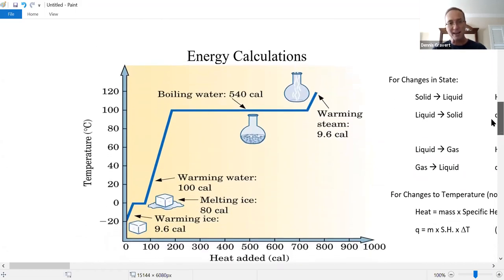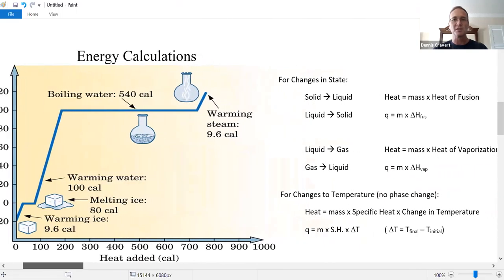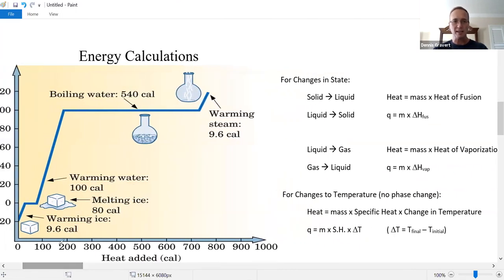Now we want to do some math on this. Let's calculate it. We got all these numbers, 100, 540 and stuff. How did we get those? Well, here are the equations over here. I'll give you these, but you can see that there are three equations. Here's equation number one, equation number two, and equation number three. So you have to know which equation to use depending on which calculation you want to perform.